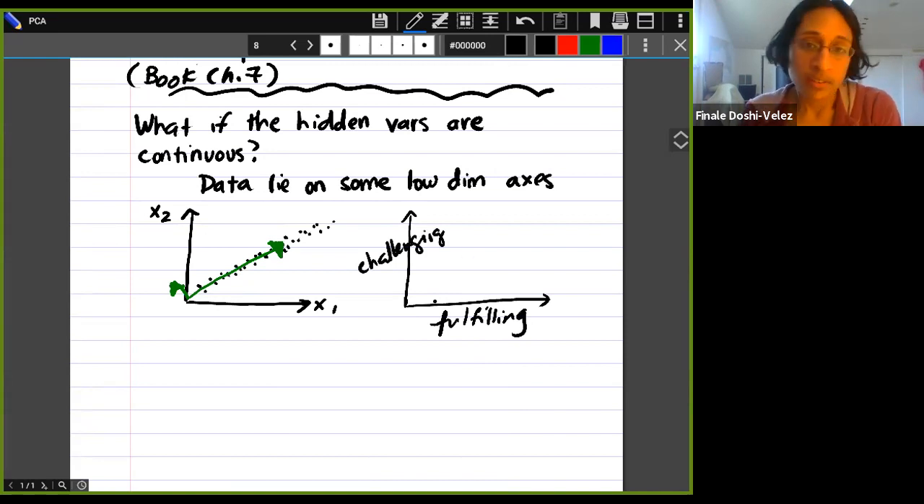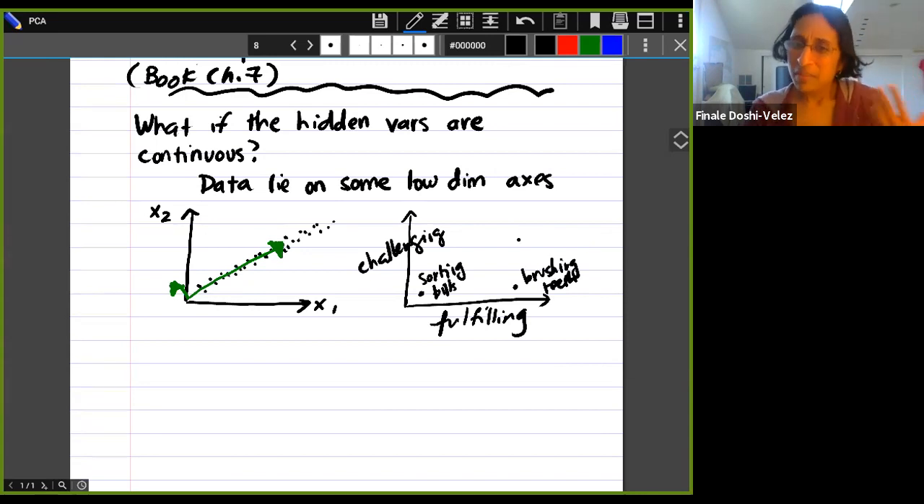So something like sorting your mail or paying your bills might be not particularly fulfilling and not particularly challenging. Whereas brushing your teeth, maybe you feel good. You like the feeling of a freshly brushed mouth. Not hard, but it makes you feel good. And maybe up here, something like going on a hike. And this is a low dimensional representation of how different activities relate to each other. In my example, it came from asking questions to people about what they perceived as these activities. It's just made up, right?